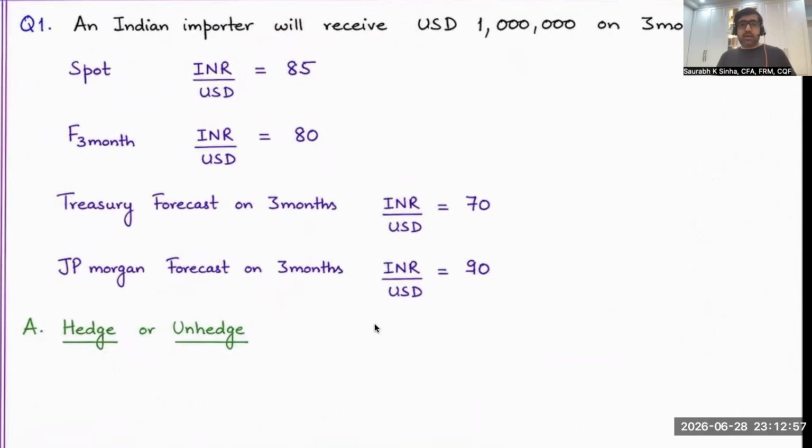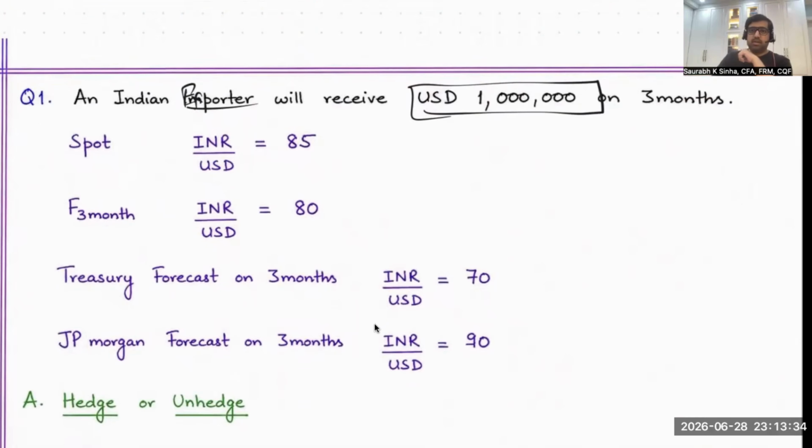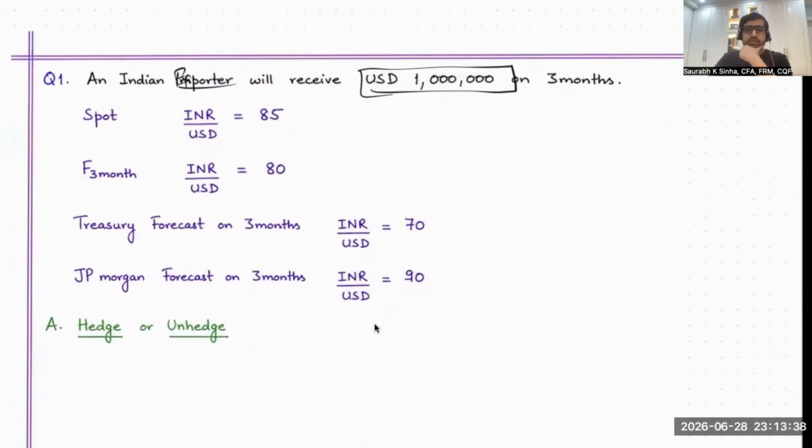Now, let's look into this question and try to think as a risk neutral and a risk averse person or investor or portfolio manager, whether you will hedge or not. So, an Indian importer or exporter will receive USD after 3 months. In the spot, USD is trading at 85. In the forward 3 month contract, USD is trading at 80. Okay.